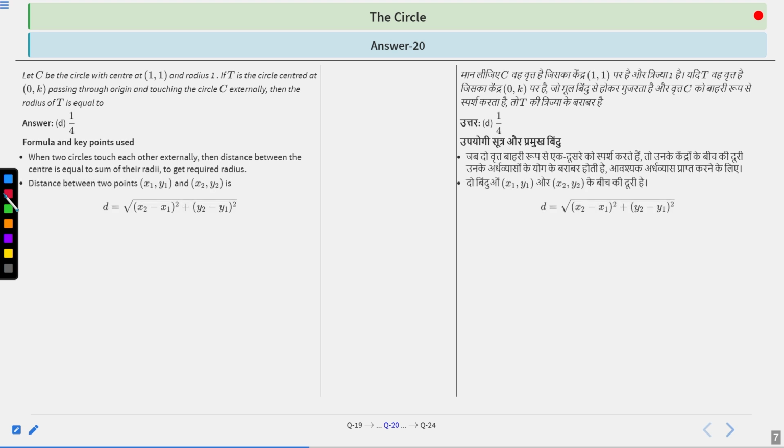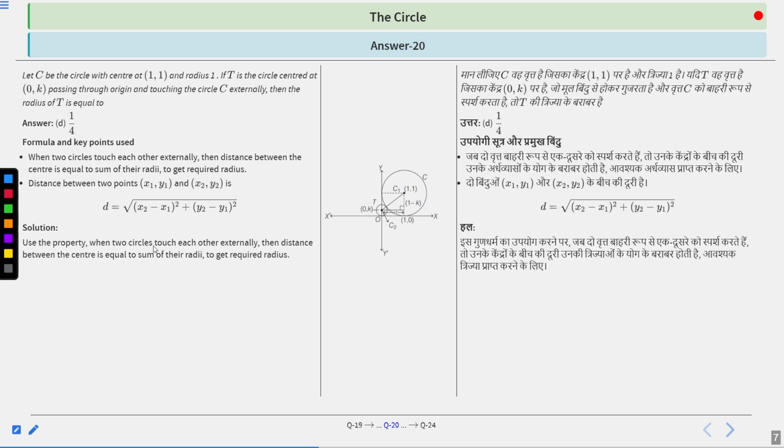Next, the distance between two points (x1, y1) and (x2, y2) is d = root over (x2 minus x1) whole square plus (y2 minus y1) whole square, right? Now let us see the solution. We are given two circles, one having center (1, 1) and one having center (0, k). Clear?